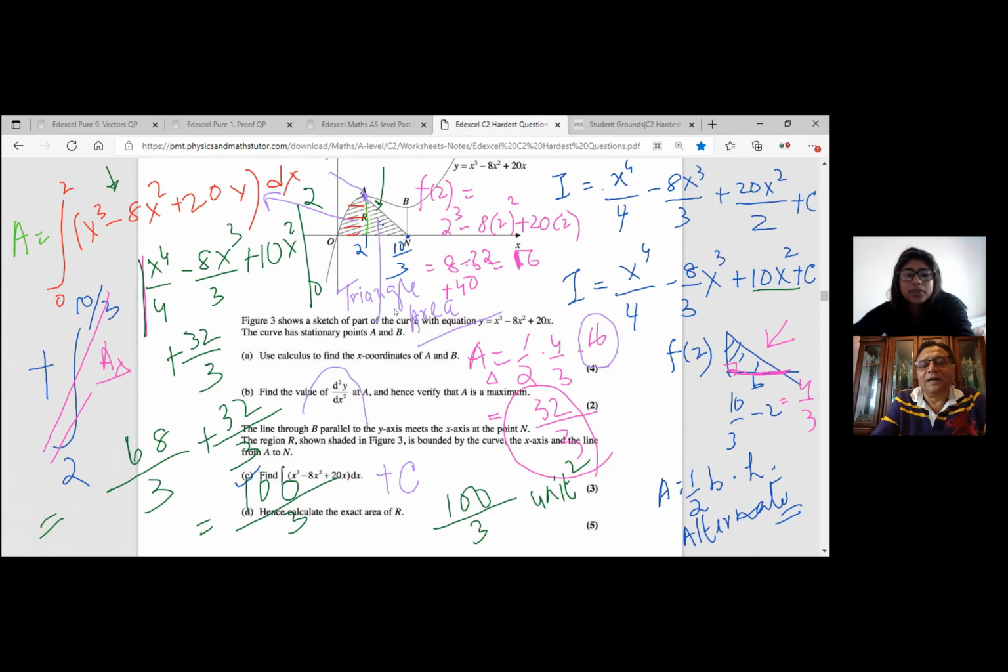Height was 16, correct? So you know this point, which is 2, 16, correct? And we know the other point, which is 10 by 3. Using these 2 points, you could find the equation of the line, and then put that in the integral from 2 to 10 over 3, find the area using integration. Add the 2 areas to get your result. However, you're going to get the same result.